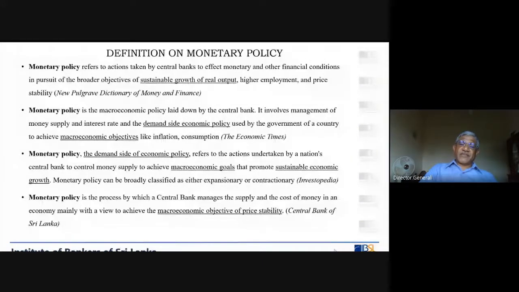The final objective is macroeconomic, sustainable economic growth. And they all say sustainable economic growth. And also they refer to another one, price stability. Then from this point onwards, we are going to understand the links. What is the final objective? Then what are the objectives in between?